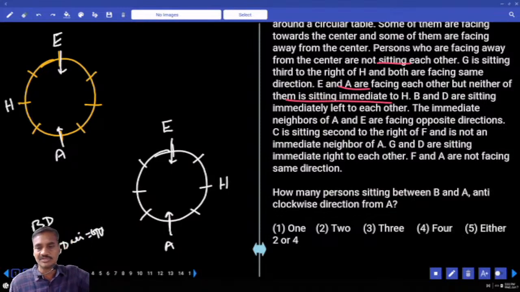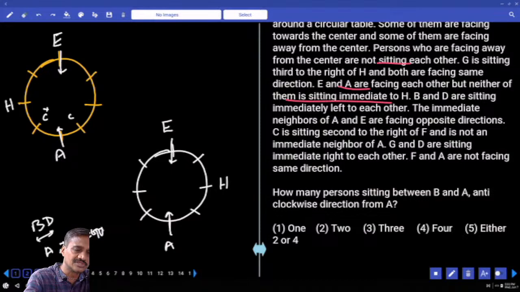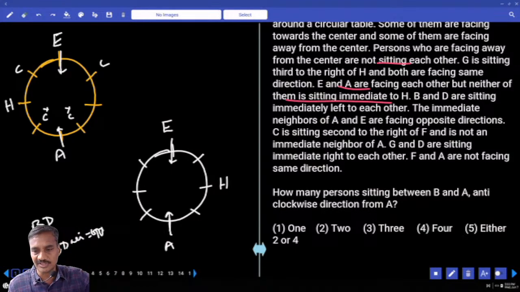Next, C is sitting second to the right of F and is not an immediate neighbor of A. Now C is not an immediate neighbor of A, and at the same time C is seated second to the right of F. C can be either here or here, two possibilities, isn't it?